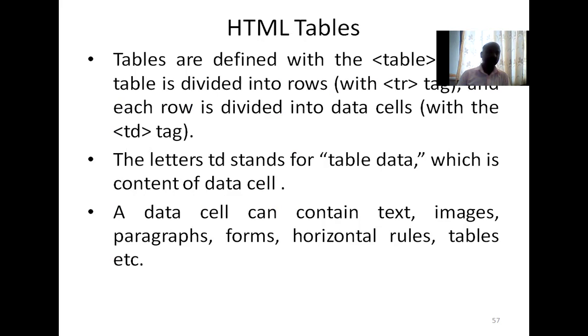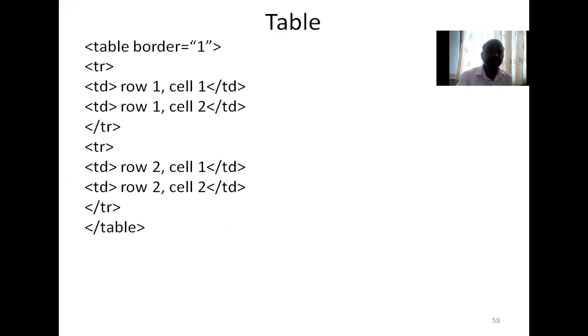cells. Each table has rows and cells. The letters TD stand for table data, which contains a data cell. A data cell can contain text, images, paragraphs, forms, horizontal rules, tables, etc. This is one program for the table.